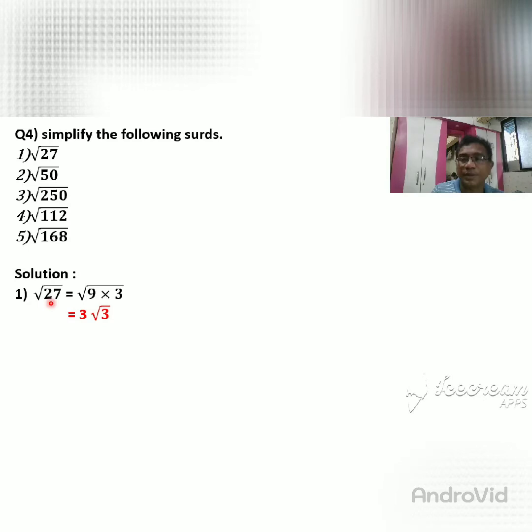The square root of 27 that you want to simplify: the simple method is to factorize 27 in such a way that one number's square root can be found. 9 threes are 27, so I write it inside the square root sign. The square root of 9 is 3, so here I write 3 root 3. Is that clear?